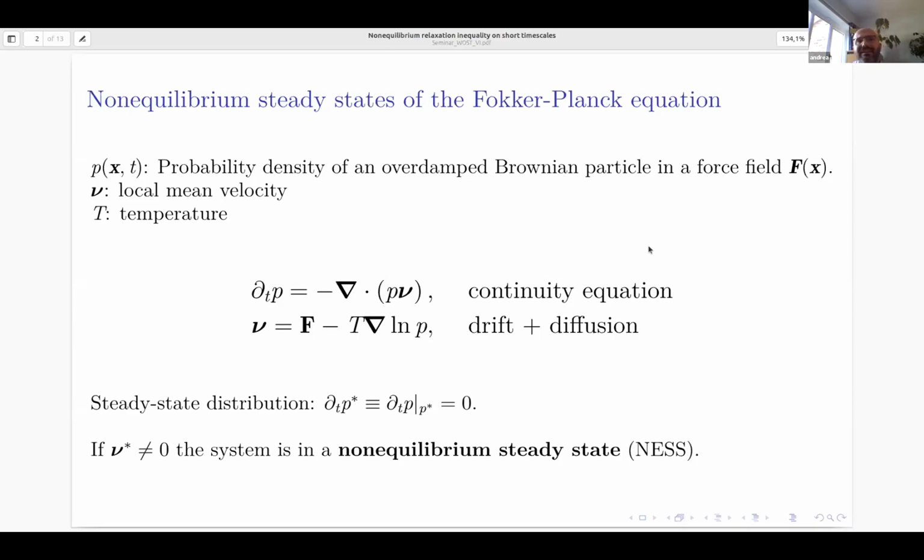Now, if we assume the existence of a steady-state distribution, meaning a distribution function such that the time evolution operator does not change it, then this separates our systems into two classes, the equilibrium and the non-equilibrium steady states. The equilibrium, for which detailed balance is respected, and the non-equilibrium systems, for which currents are still present at the steady state.